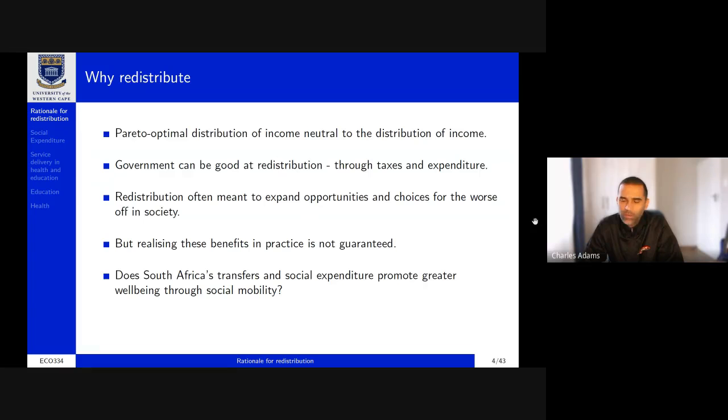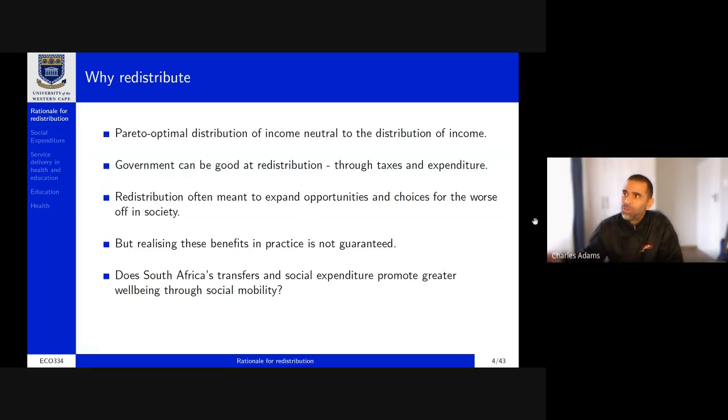Okay. Now we can ask the question: do South Africa's transfer and social expenditure programs promote greater well-being through social mobility? And of course, by social mobility, what we mean is, can people climb the rungs of society from one generation to the next? In other words, is it the case that a significant share of people born in households that are, say, in the bottom quartile of the income distribution can move up to higher quartiles of the income distribution?